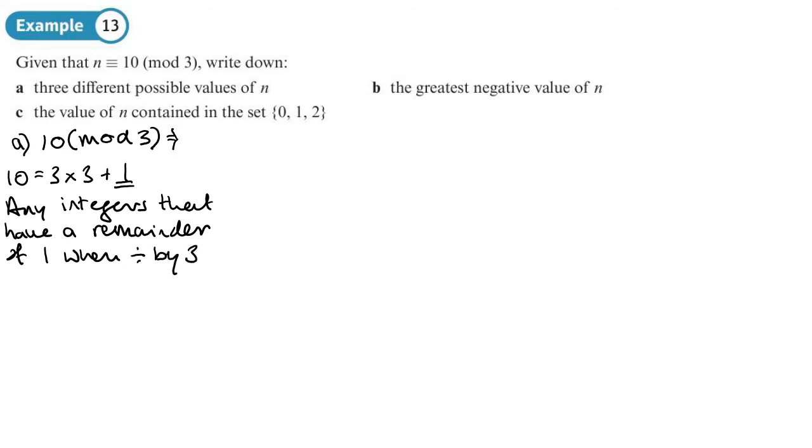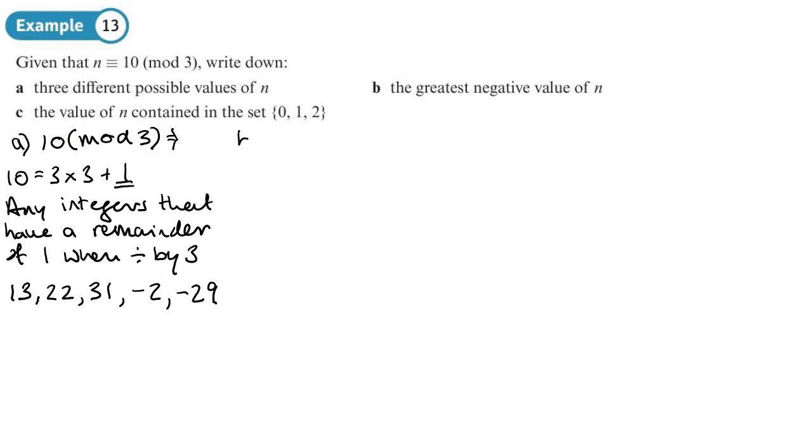So here's just a few. 13 has a remainder of 1. So one more basically than a multiple of 3. 22. 31. Let's do a negative number. Negative 2. One more than a multiple of 3. So let's say negative 30 is a multiple of 3. One more than that, negative 29. So any value that's one more than a multiple of 3 has a remainder of 1, just like 10.